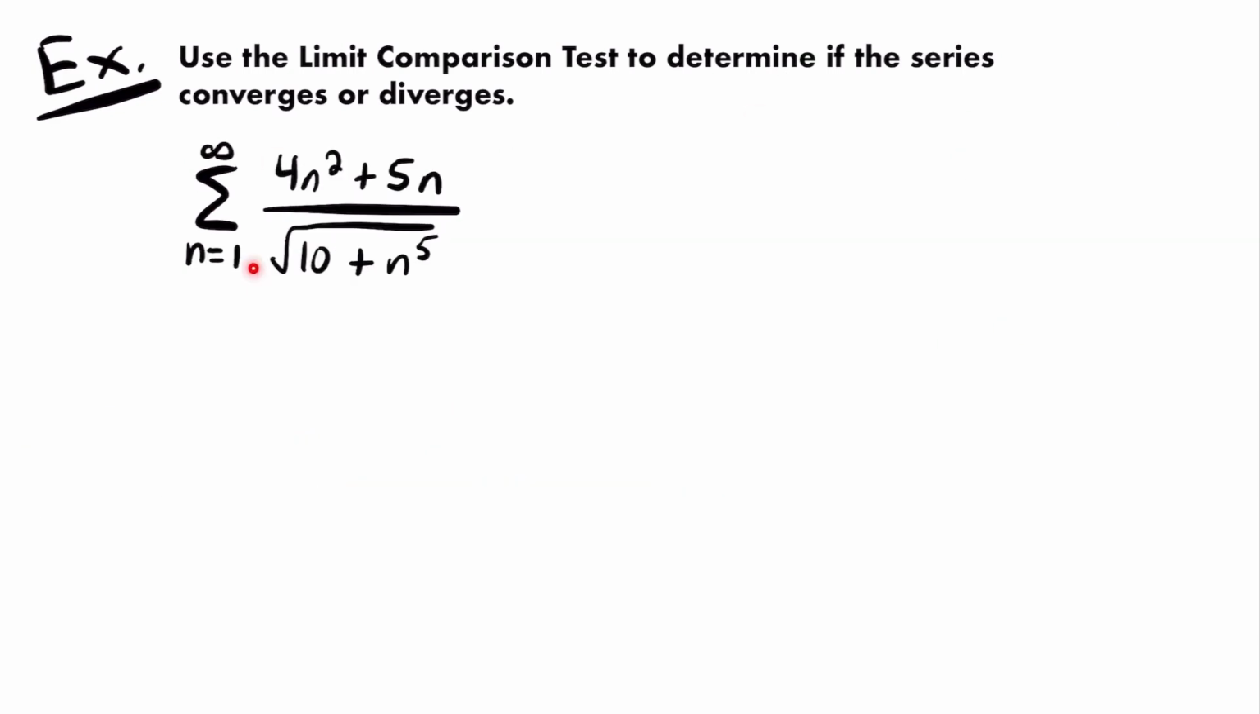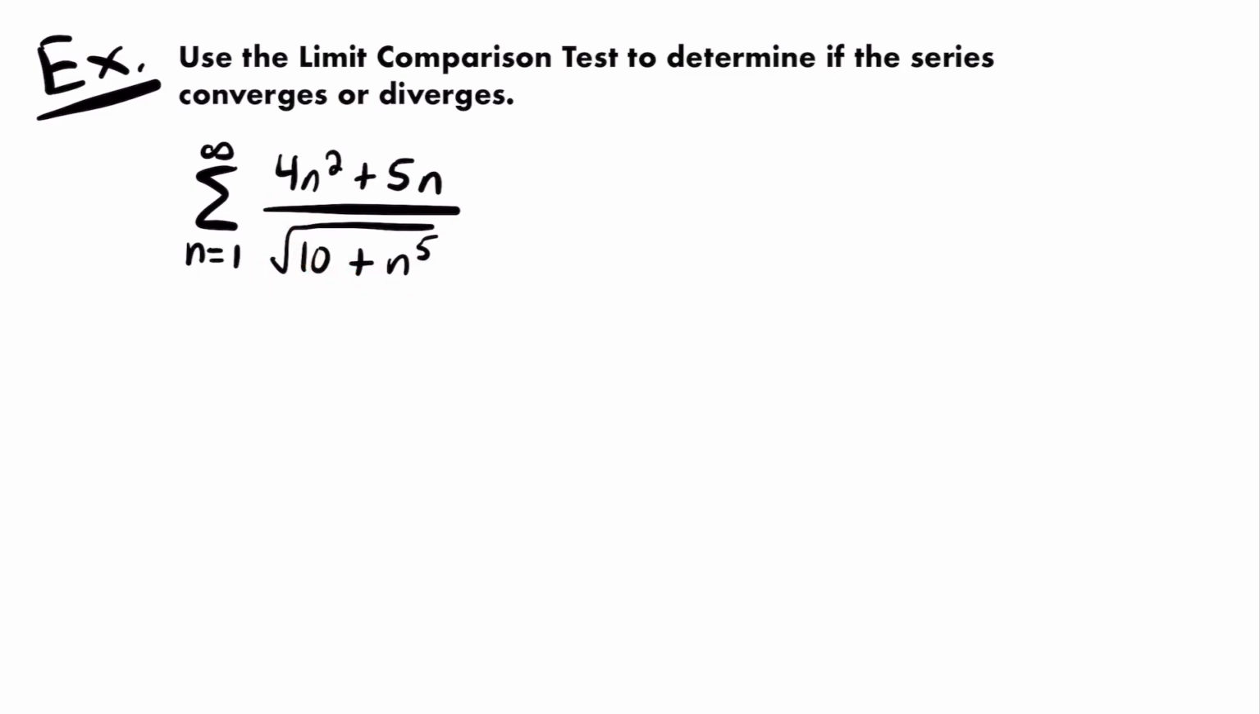Here's our next example. We once again want to use the limit comparison test to determine if the series converges or diverges. In this case, our series is the sum from n equals 1 to infinity of 4n squared plus 5n divided by the square root of 10 plus n to the fifth power.